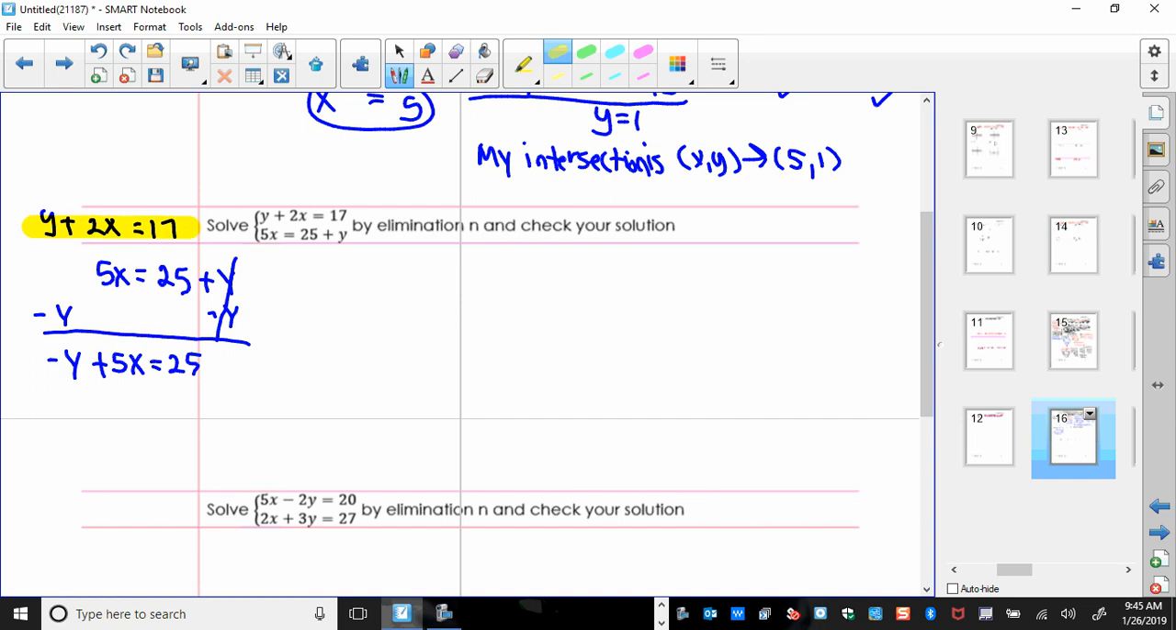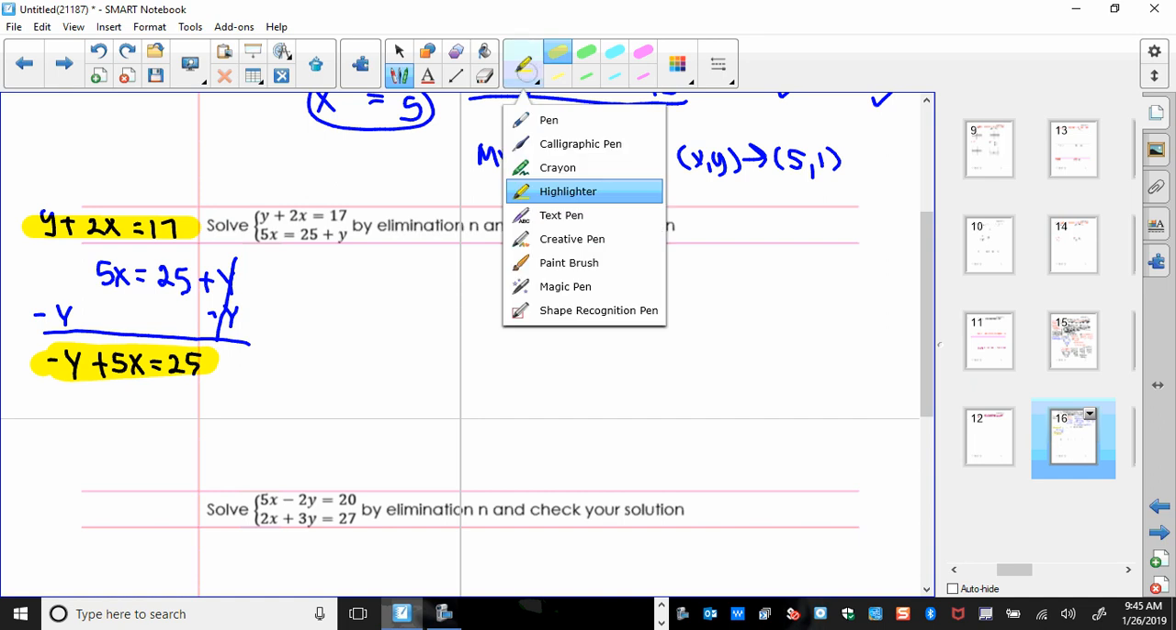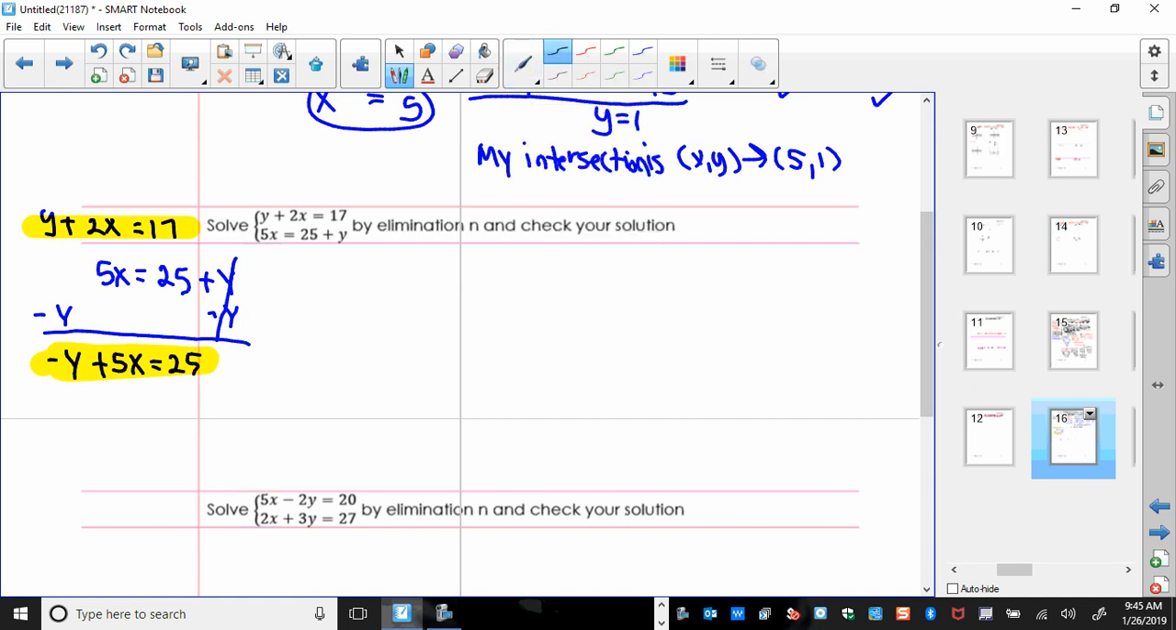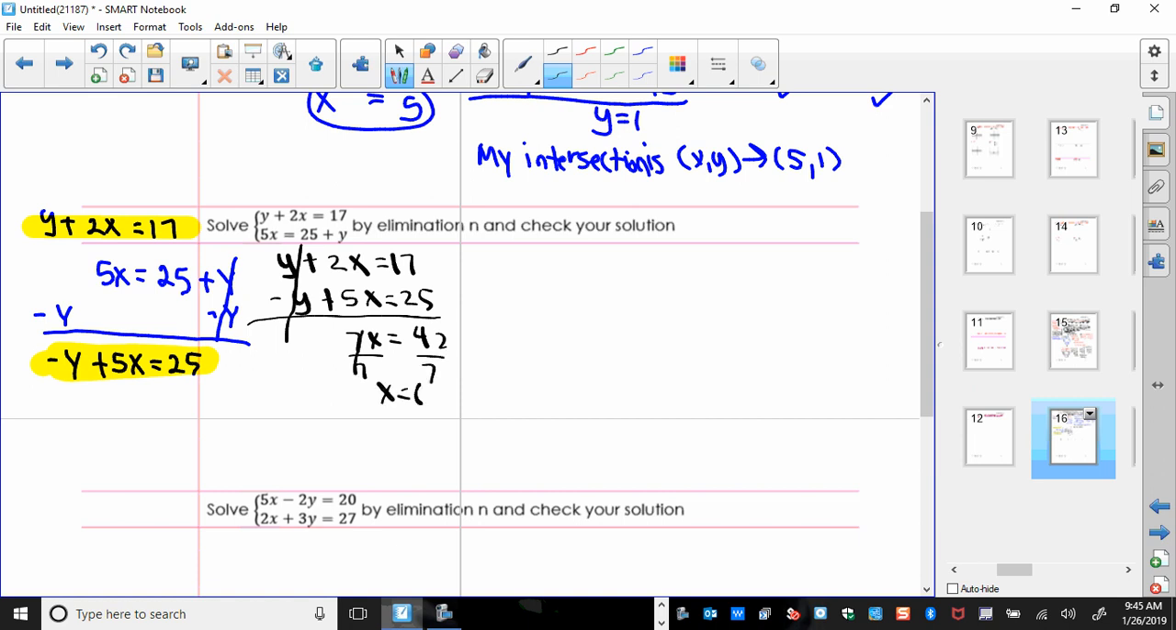Now I'm ready to start the process of elimination using the two equations. So here's my first equation, and here's my new second equation with both variables on one side of the equation. Now, I'm going to rewrite my equations as they are now. So I have y plus 2x equals 17. I have negative y plus 5x equals 25. Cancel the first y terms out, eliminate them. Have 7x equals 42. Divide both sides by 7. X equals 6.